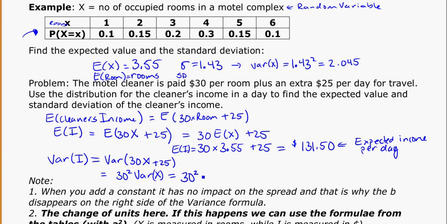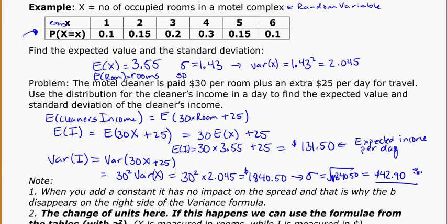So that's going to be 30 squared times 2.045. That'll be equal to $1,840.50. And to get to the standard deviation, which is our next step, we need to do the square root of 1840.50, which will get us to $42.90. So that's our standard deviation.